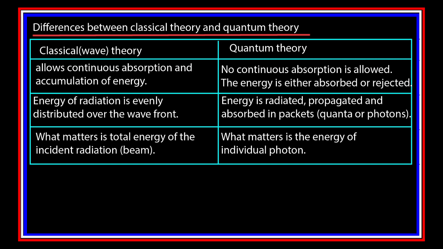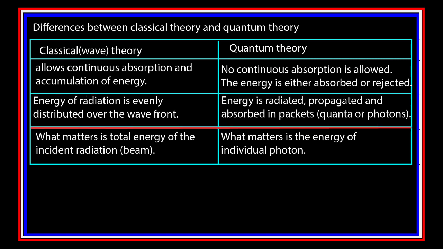Differences between classical theory and quantum theory. The classical theory allows continuous absorption and accumulation of energy. In quantum theory, no continuous absorption is allowed. The energy is either absorbed or rejected.